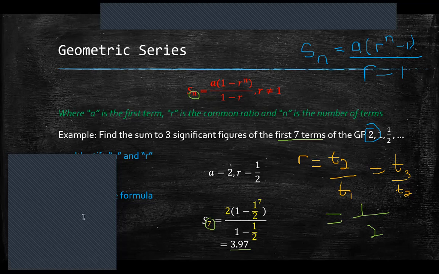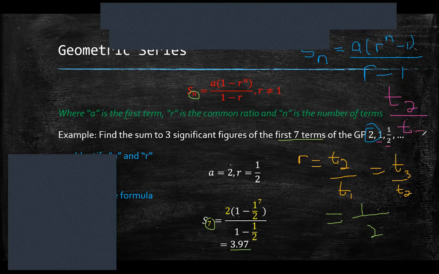I don't know what you're talking about. 1 divided by a half. You're talking about when I'm looking for the common ratio. R is the second term divided by the first term, or the third term divided by the second term. By saying 1 divided by a half, you are saying the second term divided by the third term.